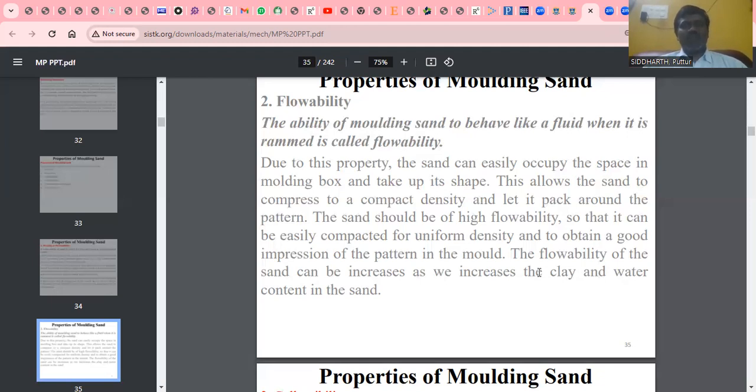It requires more strength or more ramming force in order to move this molding sand to all the places.